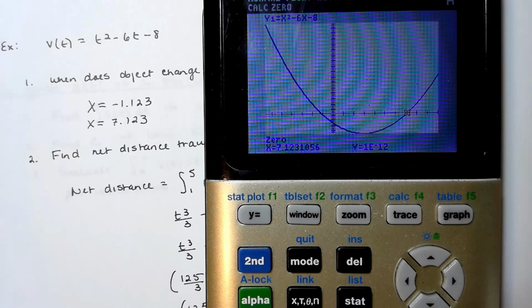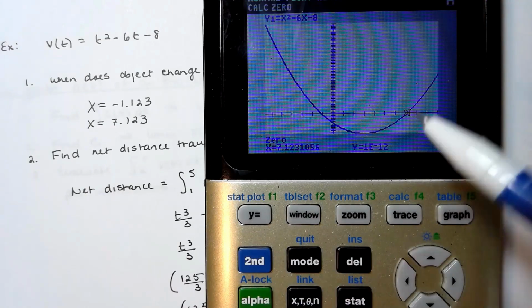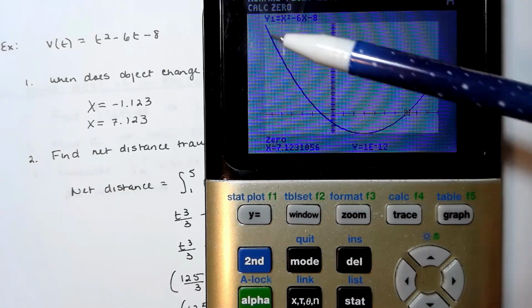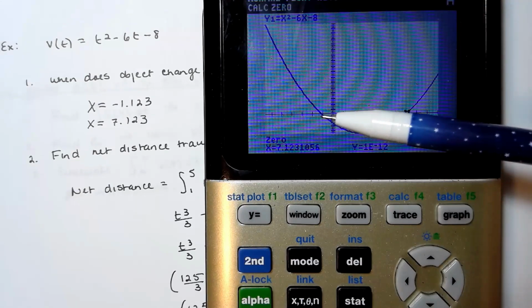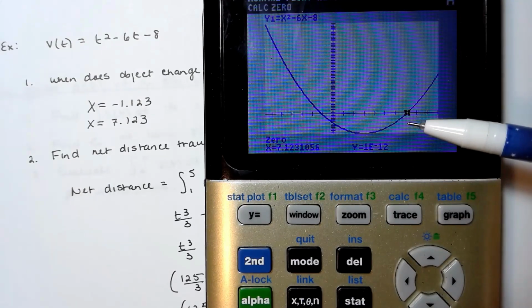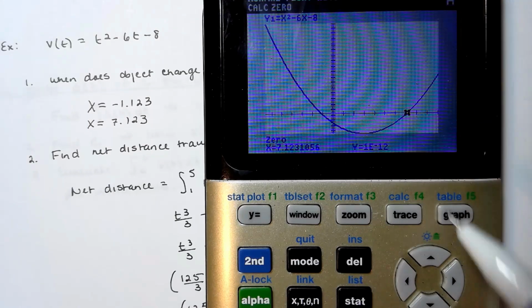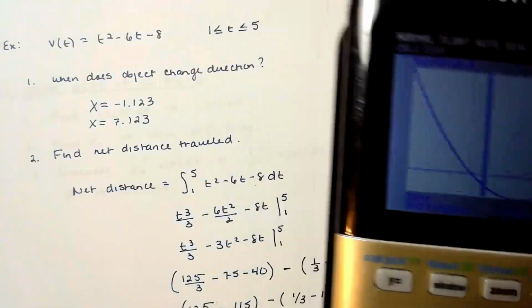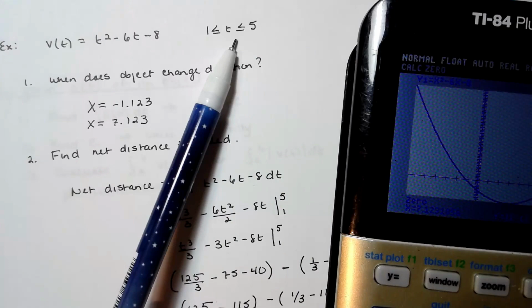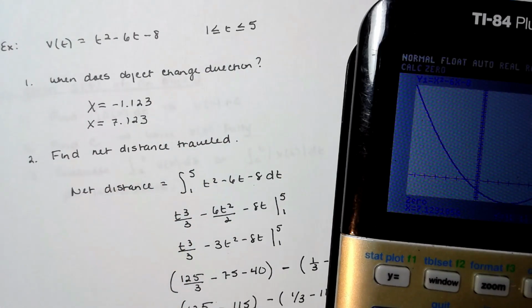So you could say, if we didn't have this time interval, that velocity is positive from negative infinity to negative 1.123 and from 7.123 to infinity or something like that. So you can use interval notation. You can use this notation right here if you needed to. All right, so anyway, that's when it changes direction.